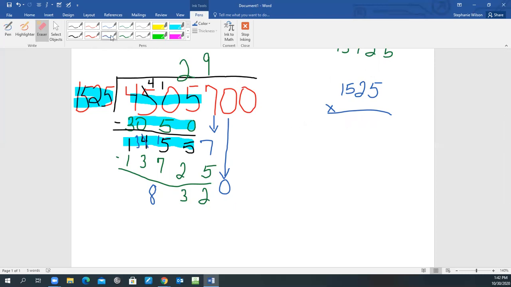All right, so let's try 5. So 5 times 5 is 25. Carry the 2. 5 times 2 is 10, plus 2 is 12. 5 times 5 is 25, plus 1 is 26. Carry the 2. 5 times 1 is 5, plus 2 is 7. That's our number. So we're going to use 5. So now we got 7625, and we're going to subtract these.